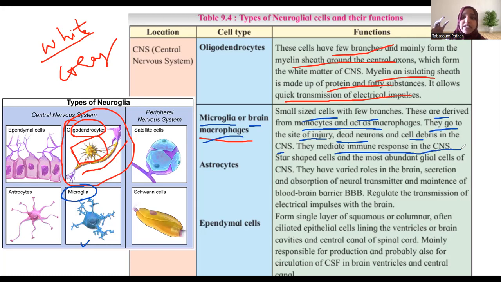So in the central nervous system, the immune cells are the microglial cells. Star-shaped, as you just see in the picture, the most abundant glial cells of the central nervous system. So this is your microglia.